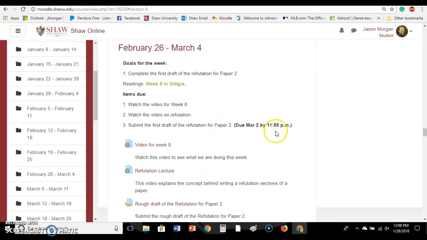Because again, the overall goal here is to be able to convince people that you're right and for a change to happen. So, anyway, that's it for week 8.